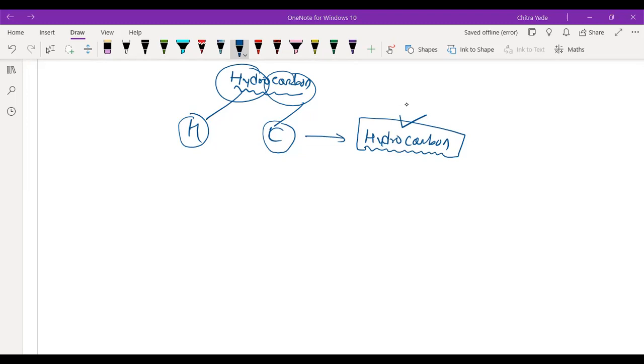For hydrocarbons, we have two main types. First is called saturated hydrocarbon and the second is unsaturated hydrocarbon. In saturated hydrocarbon, we have alkanes. And in unsaturated hydrocarbon, we have alkenes and alkynes.